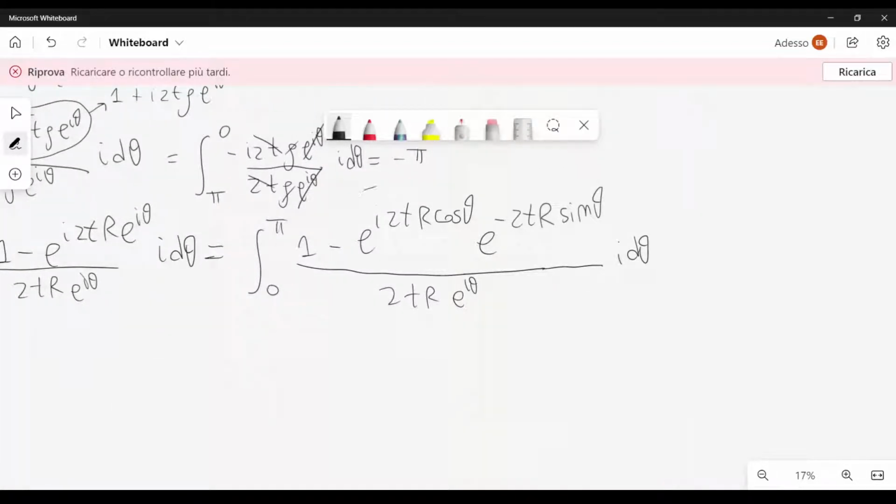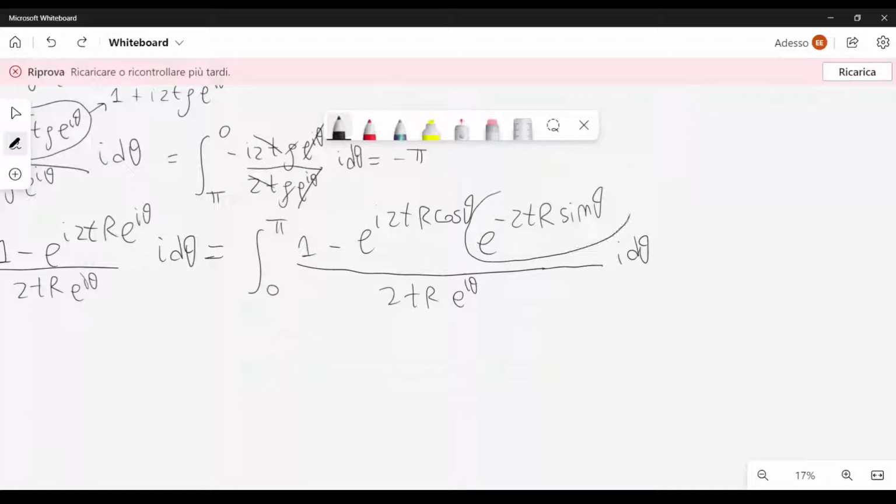And in this case, you can see that this complex exponential is simply going to oscillate between minus 1 and 1. I mean, its real part is going to oscillate between minus 1 and 1, and the imaginary part as well. So the magnitude of this complex exponential is equal to 1.